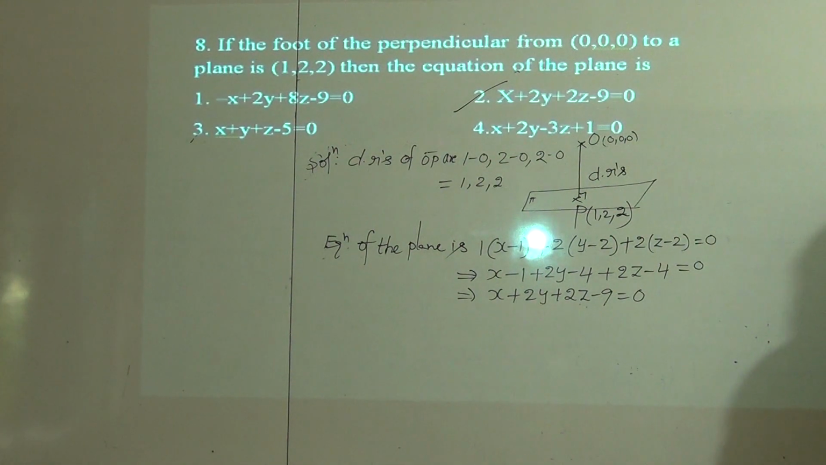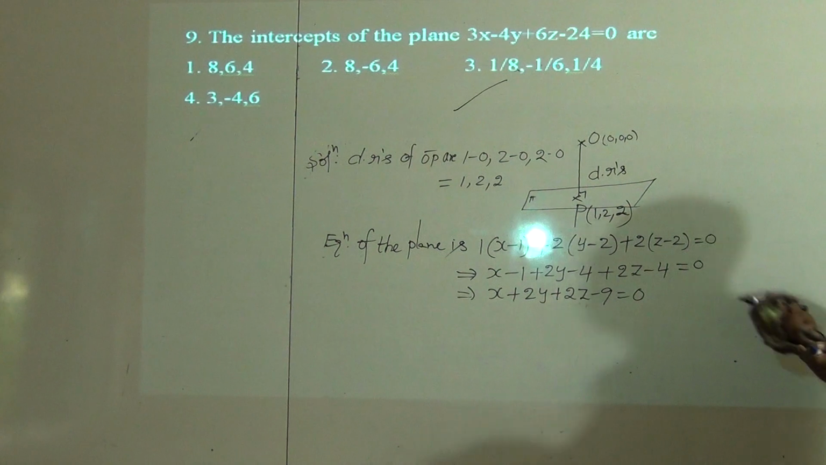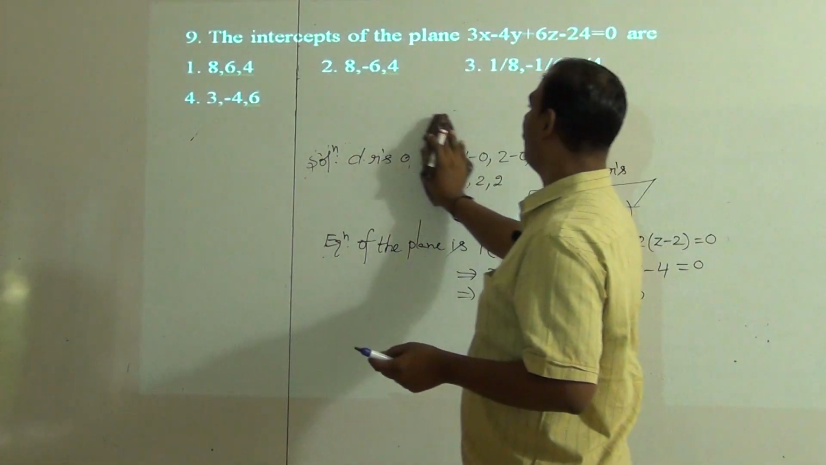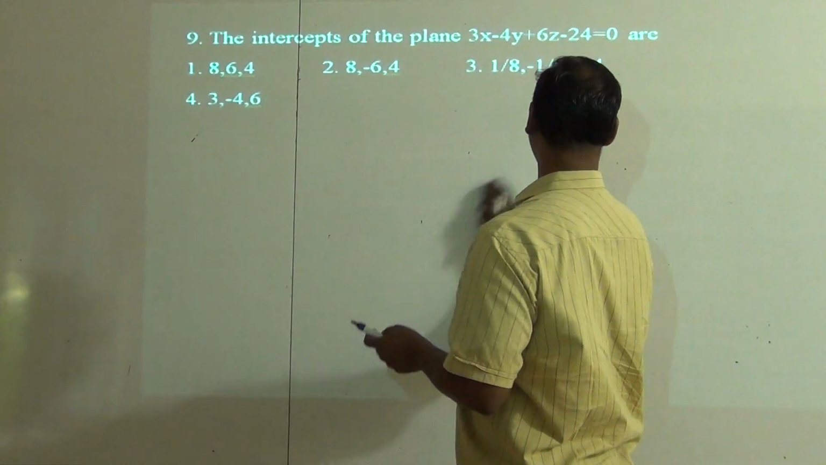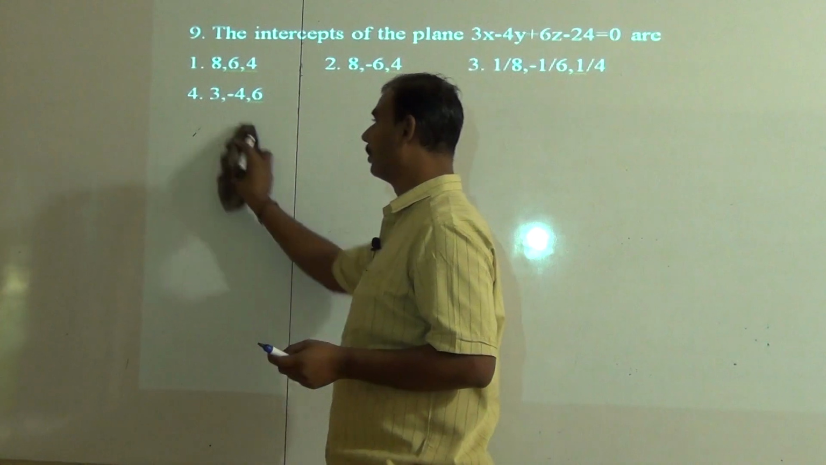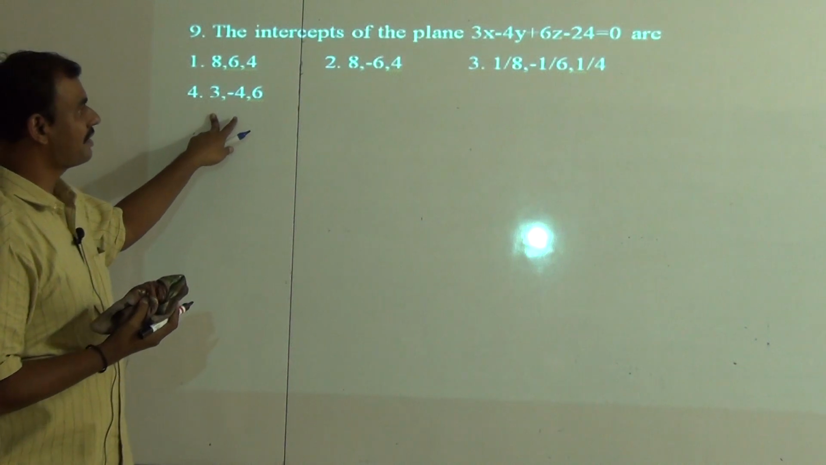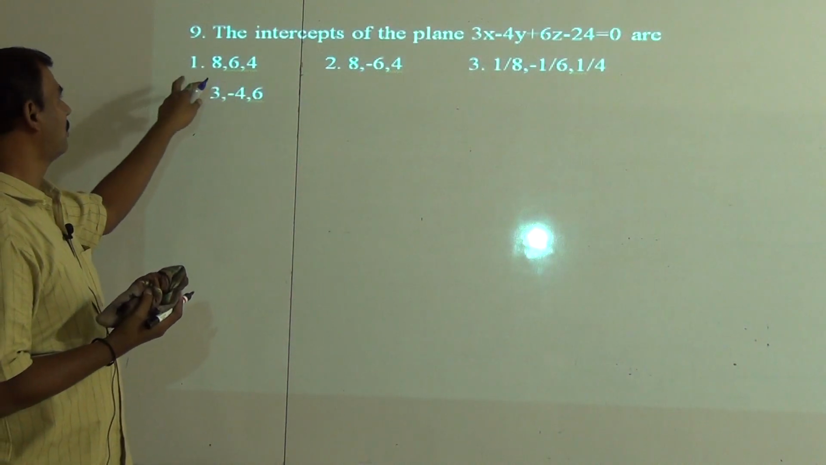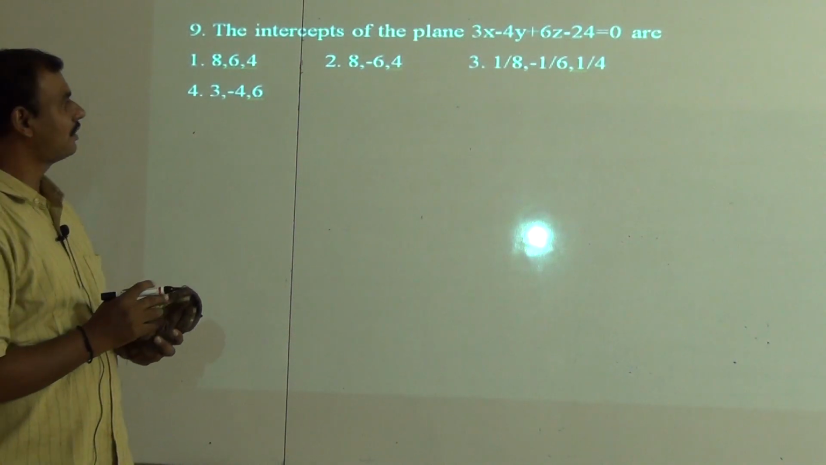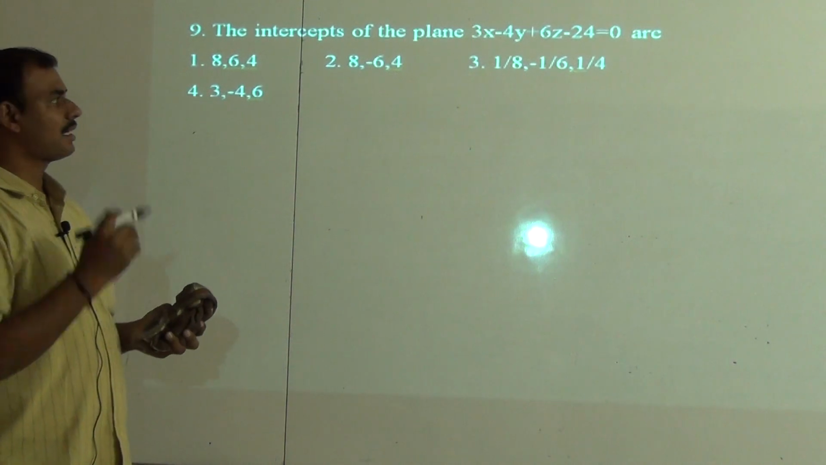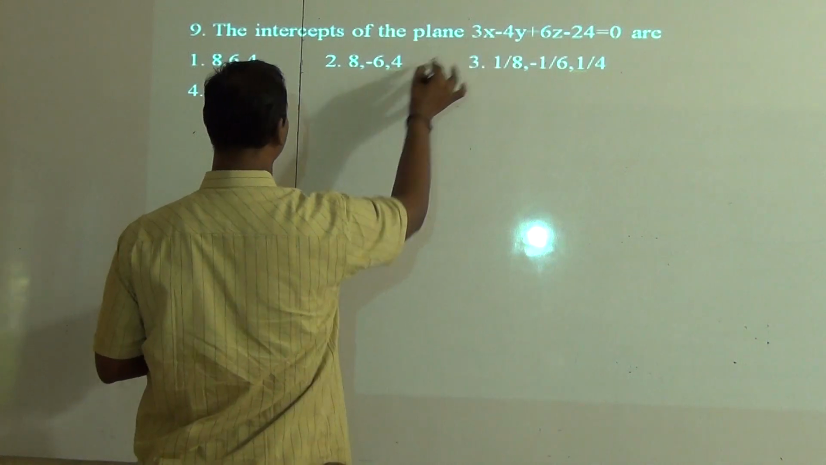What is the next question? Question number 9. The intercepts of the plane 3x minus 4y plus 6z minus 24 equals 0 are... Do you remember the intercept form? Yes. What is the intercept form? x upon a plus y upon b plus z upon c is equal to 1.